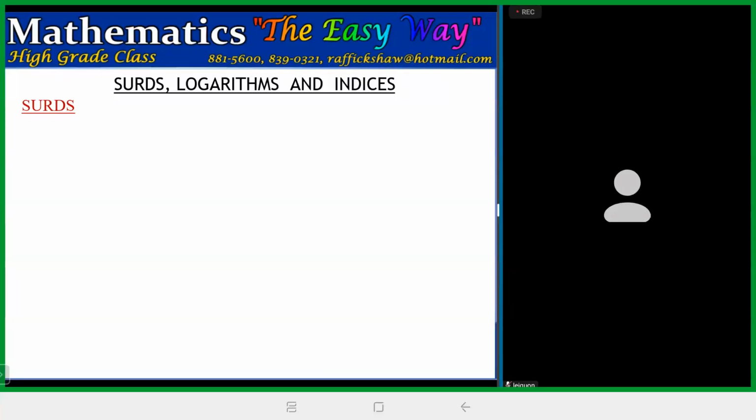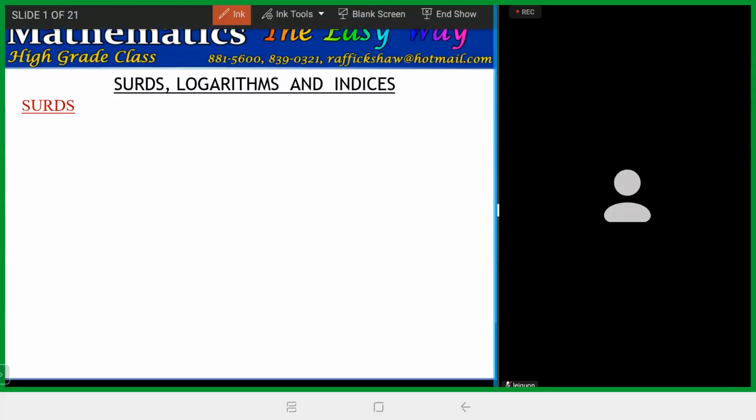They have some laws of logs, laws of indices. You have to know the laws. You have to know the laws as presented from left to right and also from right to left. What do I mean by that? What I mean when I say right to left, left to right.